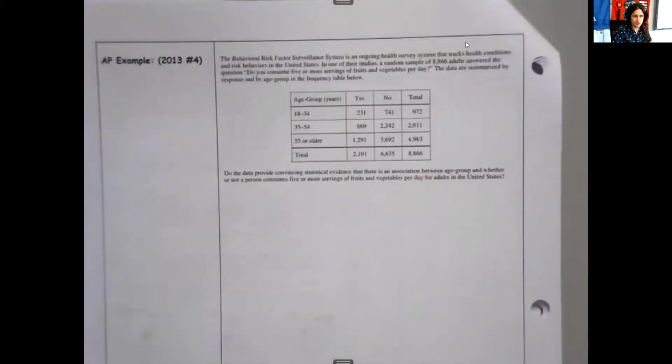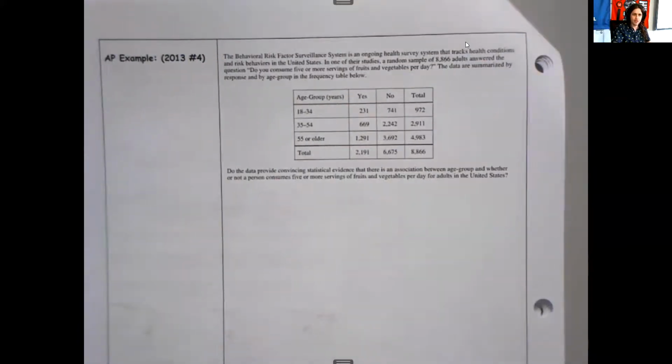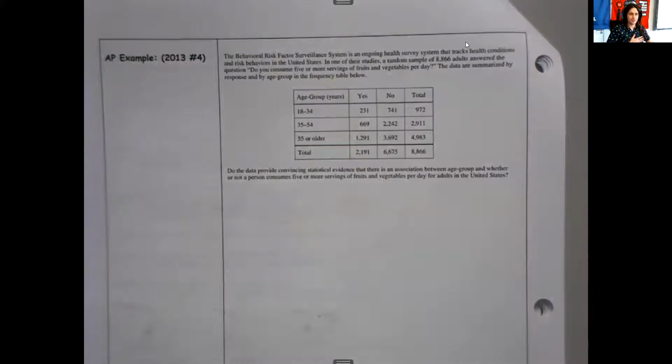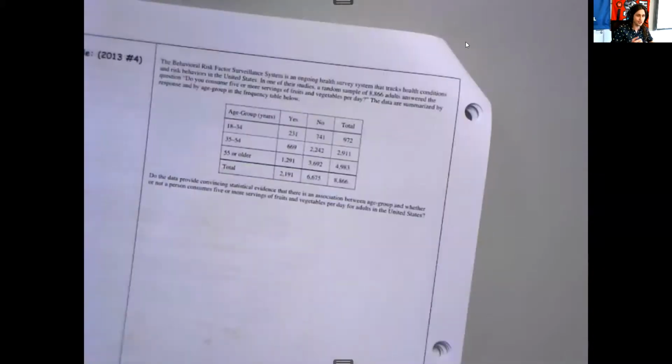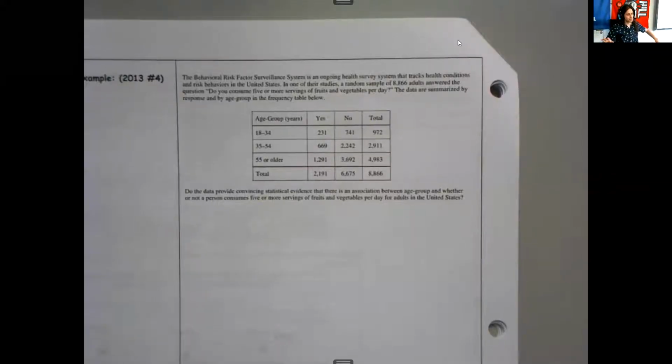We have a question here about association between age group and whether they're eating their fruits and vegetables. So this will be the question we look at for today. We'll do a state, plan, do, conclude here, and then that'll be about it. All right. You couldn't wait for it, could you? So we're going to do this one free response question. We'll look at the 3 multiple choices at the end of the notes, and that'll be about it.